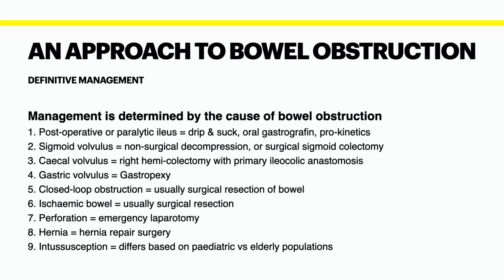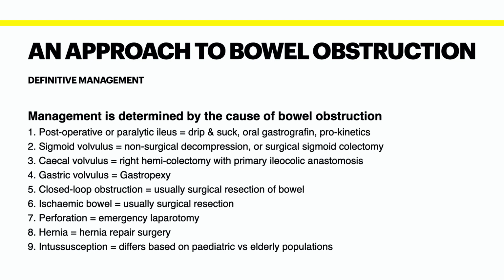In a patient with sigmoid volvulus, you may consider a non-surgical or conservative decompression or a surgical sigmoid colectomy. Now, there are 3 main surgical approaches to this. The first is a sigmoid colectomy with primary anastomosis, or a sigmoid colectomy with a Hartmann's procedure and a stoma on the left-hand side, or a sigmoid colectomy and formation of a double barrel colostomy that can be anastomosed in the future. A cecal volvulus will typically have a right hemicolectomy with primary ileocolic anastomosis.